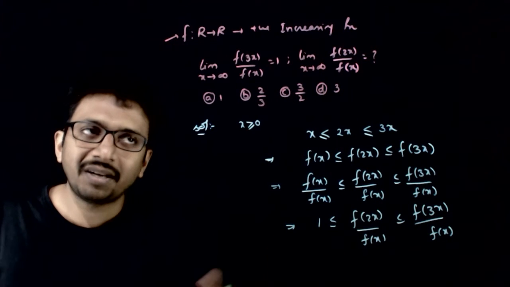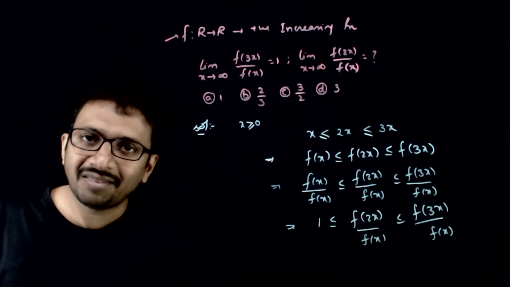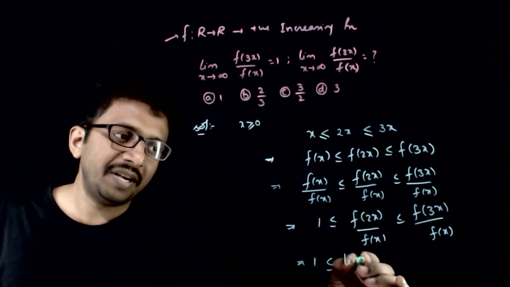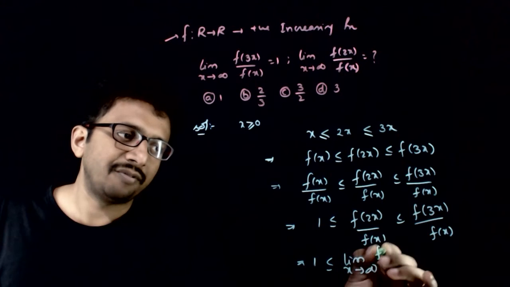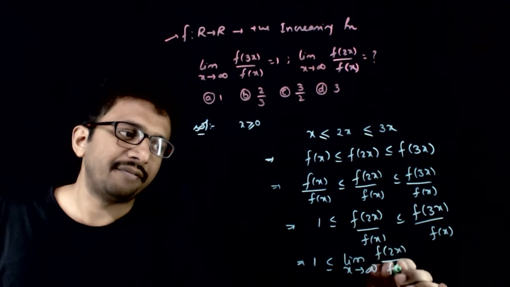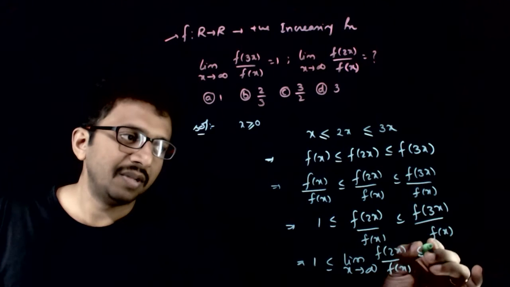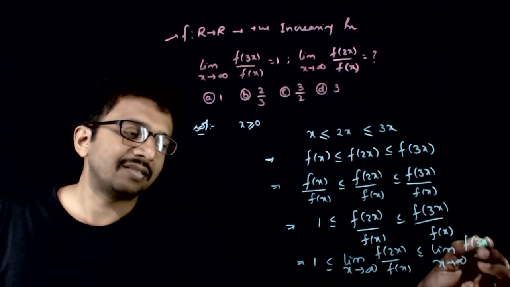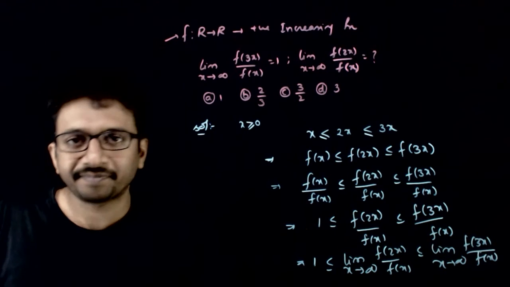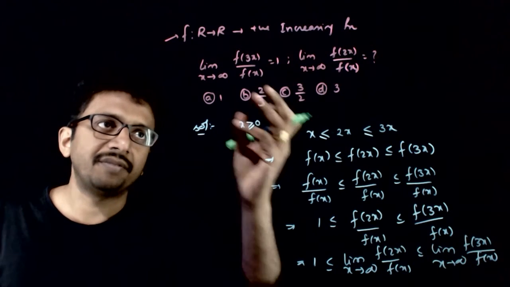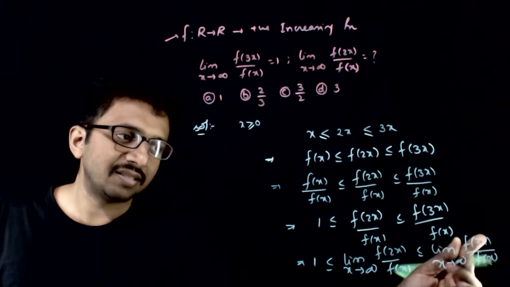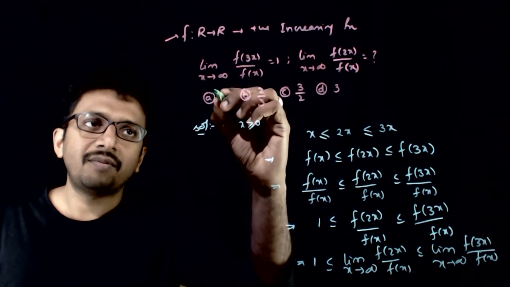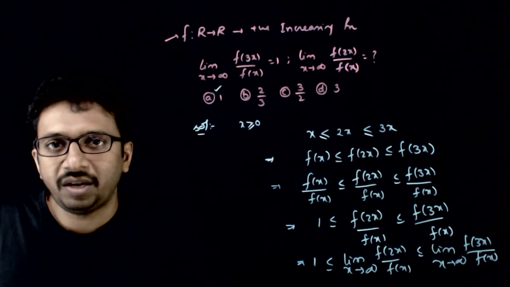Now if you take the limit as x tends to infinity on all three sides, 1 is less than or equal to the limit as x tends to infinity of f(2x) by f(x), which is less than or equal to the limit as x tends to infinity of f(3x) by f(x), and f(3x) by f(x) is equal to 1. So this is equal to 1, and the middle term lies between 1 and 1. That means the value of the limit has to be equal to 1.